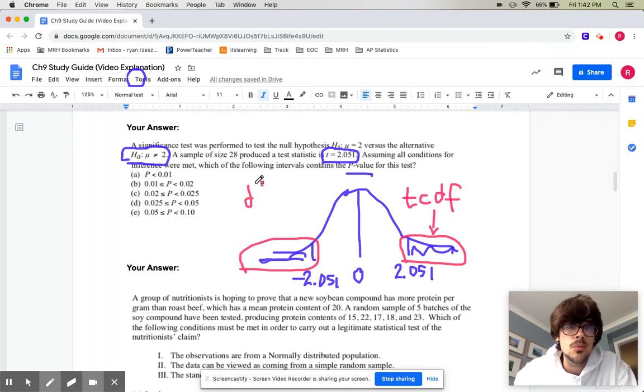Remember that degrees of freedom are always your sample size minus 1 for a one variable problem. So I have 27 degrees of freedom. My lower would be 2.05, and so on. You're going to find out that this is just over 0.025.